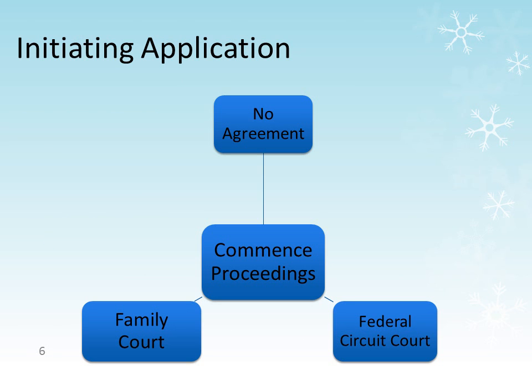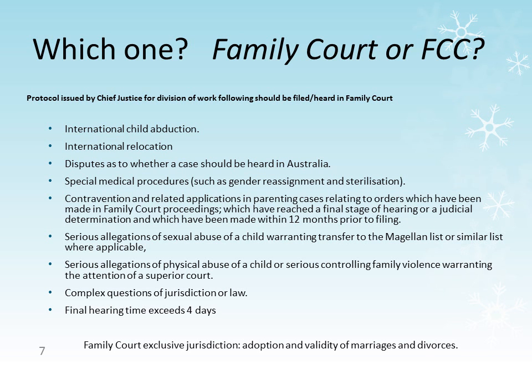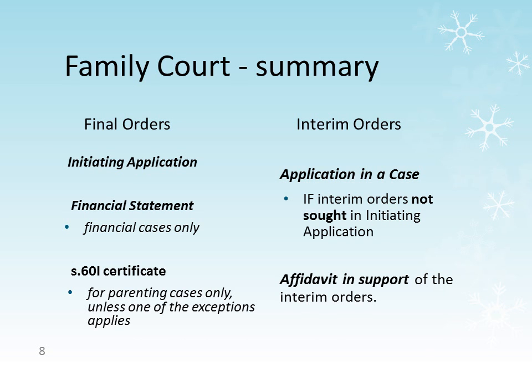So if there's been no agreement reached by the parties and it's then deemed necessary to file an application with the court, that application is the initiating application, and the first question to be determined is which court it is filed in, the Family Court or the Federal Circuit Court. Slide 7 gives you a snapshot of the various matters that the Chief Justice of the Family Court has determined are appropriate for the Family Court, and if it involves such matters, then that is the place for filing.